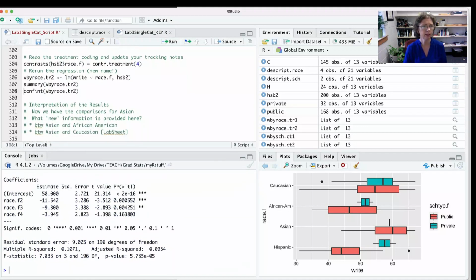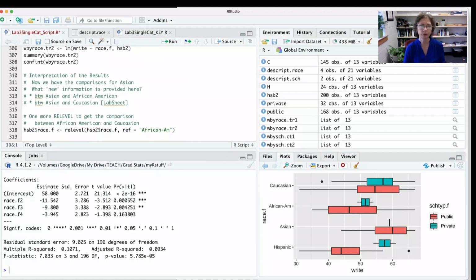So now we have the comparisons for Asian. What new information is here? Because we already had the comparison between Asian and Hispanic. What we don't have is the comparison between Asian and African American and between Asian and Caucasian. So in our regression coefficients down here, we see the average for Asian, we see the comparison between Hispanic and Asian, which we already had, but now we also have the comparisons between African American and Asian and between Caucasian and Asian.